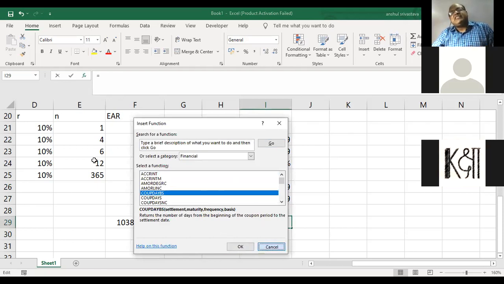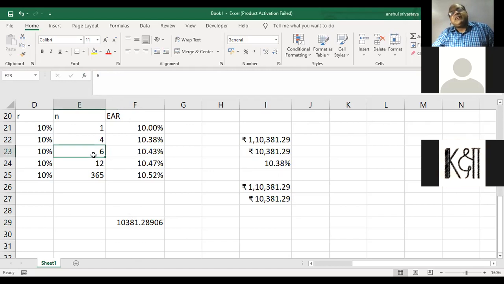This is not half yearly. This is bi-monthly. Half yearly it should be like this. See, half yearly it should be 10.25%. Okay, this must be confusing. This 6 is not half yearly. 6 is bi-monthly.